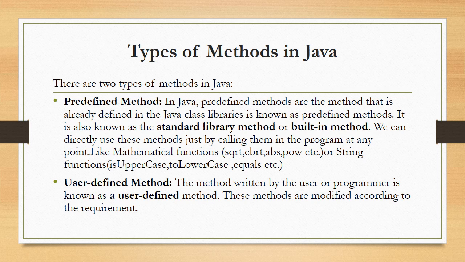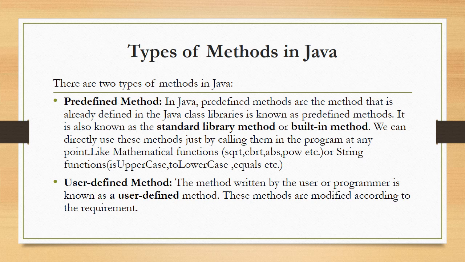Then we have basically two types of methods in Java. One is predefined, or we call them inbuilt or built-in methods. Like you have learned some mathematical functions, suppose square root, cube root, abs. These are already defined. We know these are present in Java class libraries. We don't have to define them.